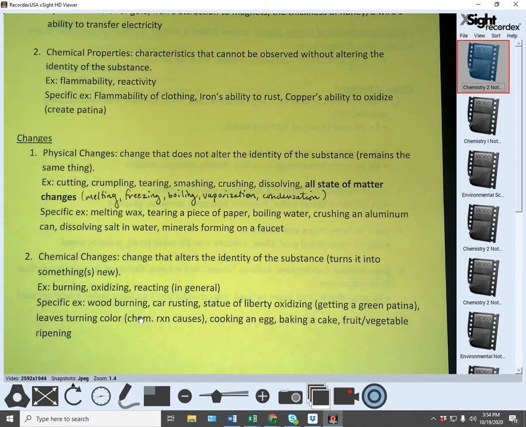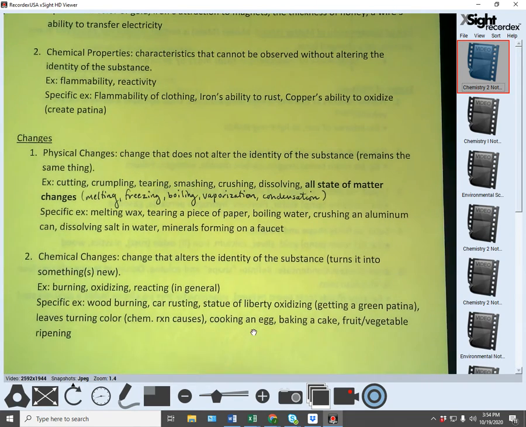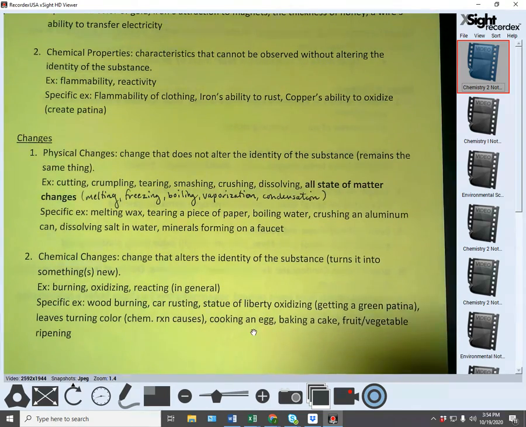Leaves turning color. So the change in color, like color is a physical property, but it's a sign of a chemical reaction occurring inside the leaves that are changing them. Okay. All right. Now these, cooking an egg, baking a cake, those can be difficult. So anything that is grilling or cooking or baking, anything like that is a chemical change.